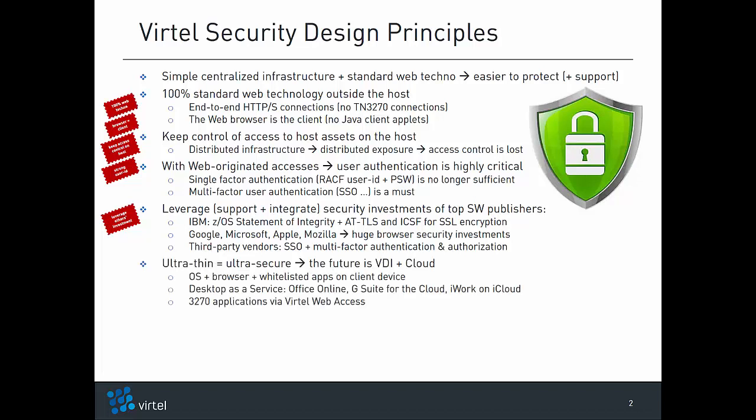Now, onto more novel territory. We believe that ultra-thin translates directly into ultra-secure, and that the key to a truly secure web access includes virtual device infrastructure and cloud technologies. From a security point of view, ideally, 3270 clients should be ultra-thin with only the OS, a web browser, and whitelisted applications. Desktop applications should be provided as cloud services, such as Microsoft's Office Online, Google's G Suite for the cloud, and Apple's iWork on iCloud.